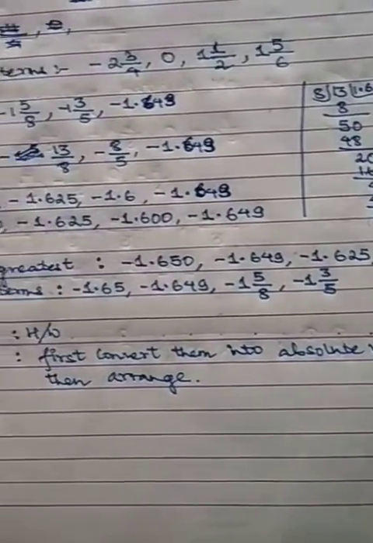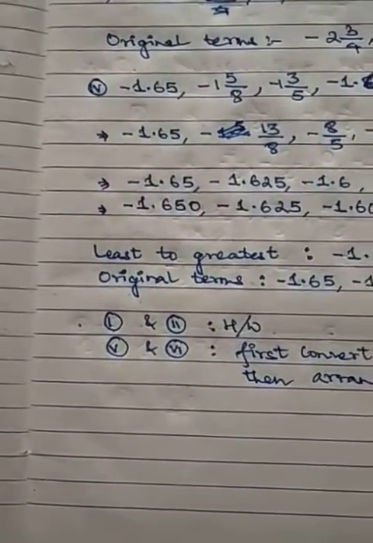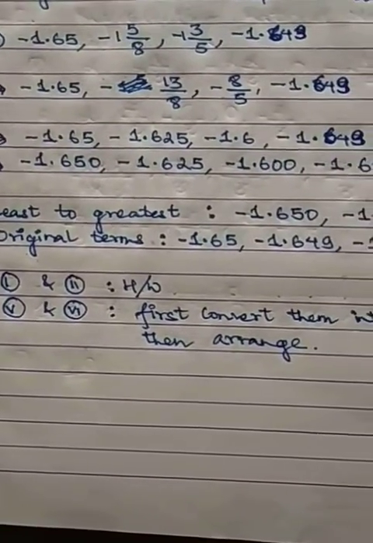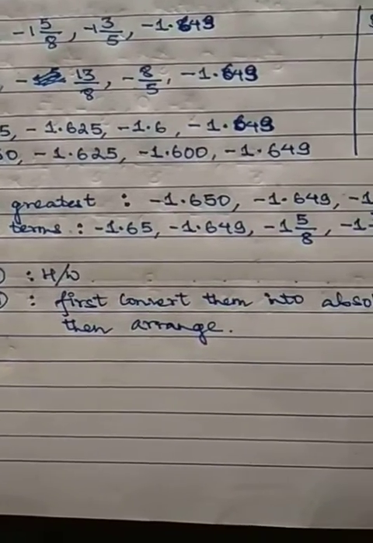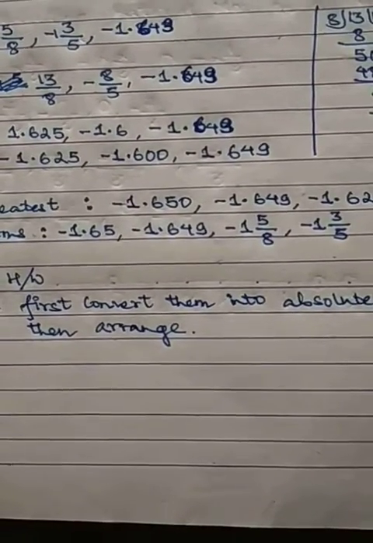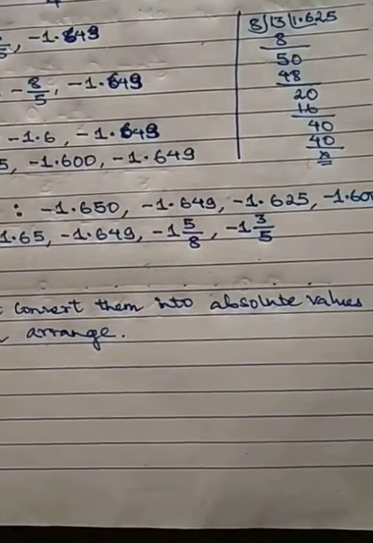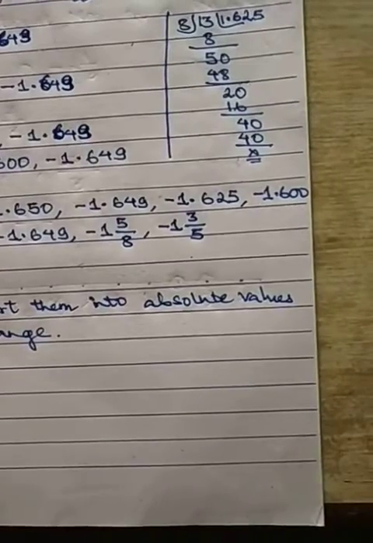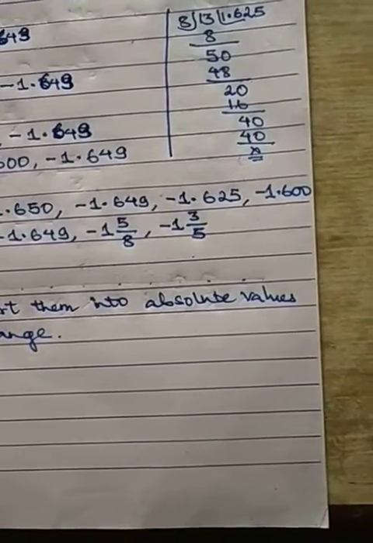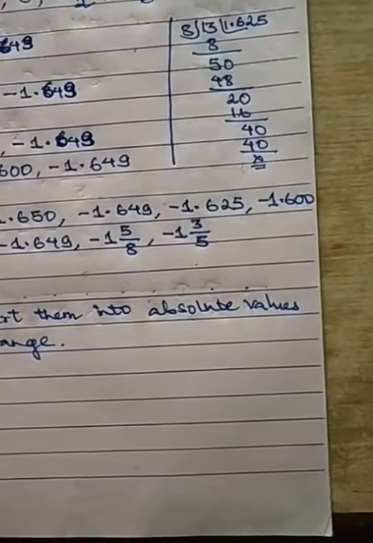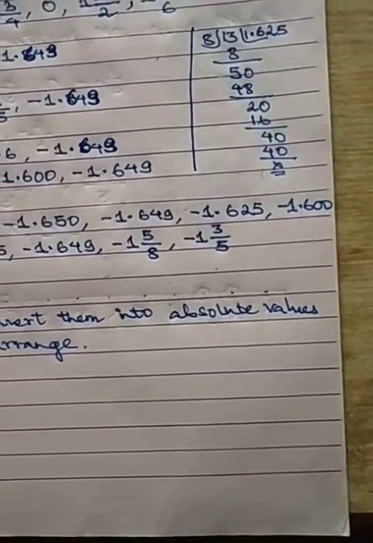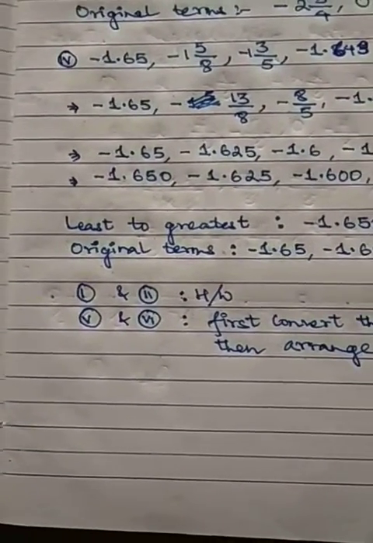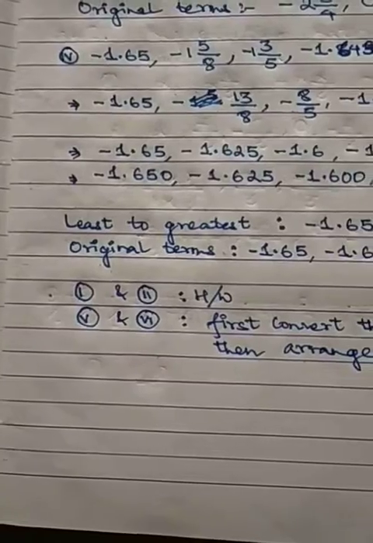Again, these converted terms were not given in the question, so we need to write the original terms at the end of our answer. So the original terms are minus 1.65 for the first term, second term minus 1.649, third term in mixed fractional form minus 5 divided by 8, and the fourth term, that is minus 1.600, was given in the question in mixed fractional form as minus 3 divided by 5. So I hope you kids have understood, and questions 1 and 2 will be your homework, and 5 and 6 also will be your homework.